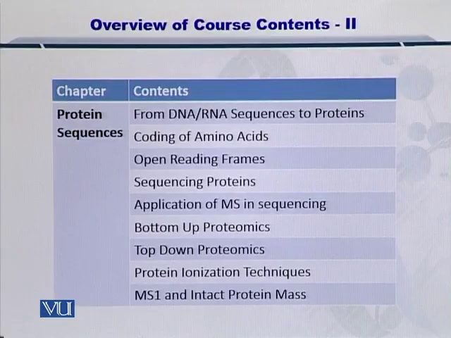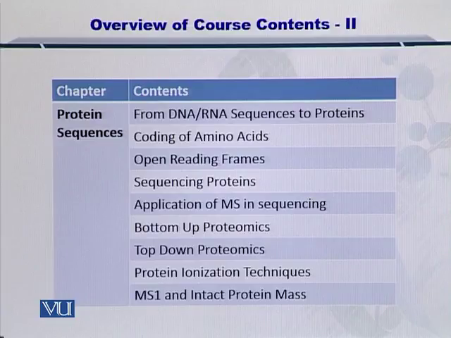In this chapter, we will begin by looking at the DNA and RNA sequences and their conversion into proteins, the coding of amino acids, and how open reading frames can be useful. Sequencing of proteins will then be looked at. Applications of mass spectrometry in sequences will be specifically evaluated.